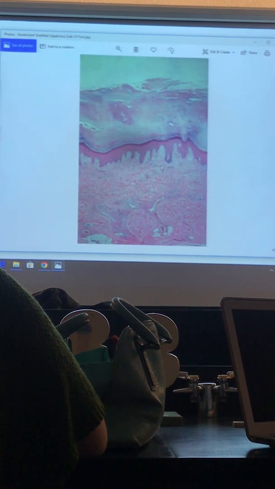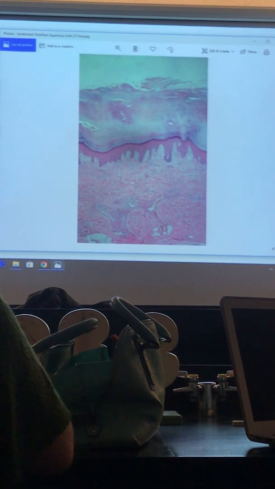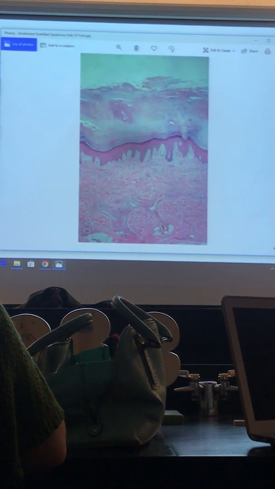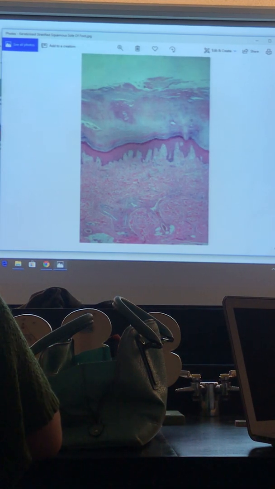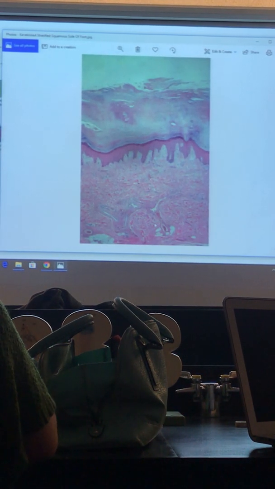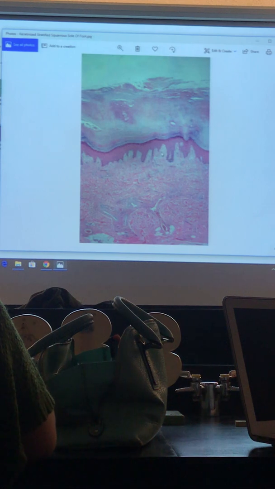This is all spinosum. These are the dermal papillae, or finger-like projections, that keep the underlying dermis attached to the overlying epidermis. So there's the deep dermis, DICT. There's superficial dermis, LACT.